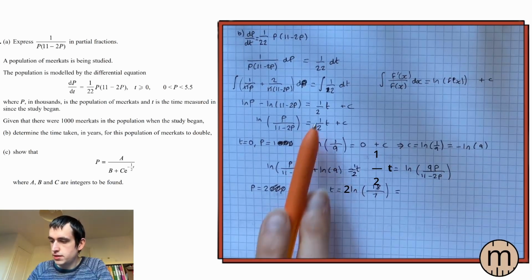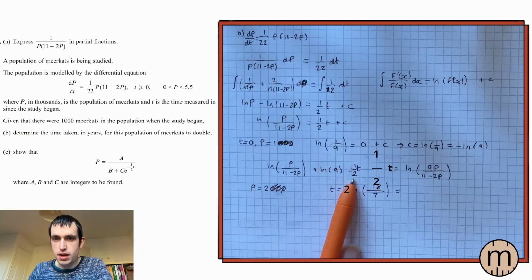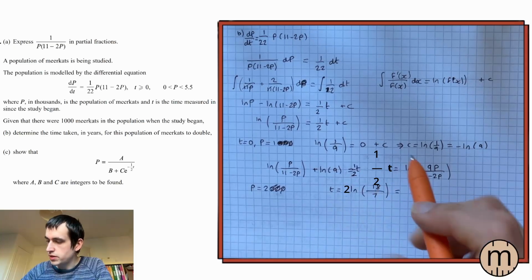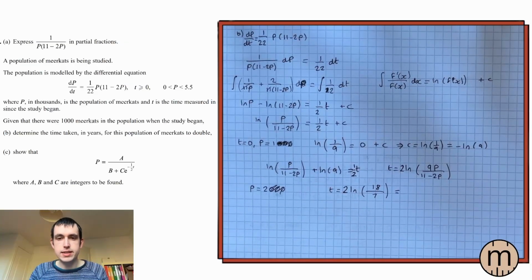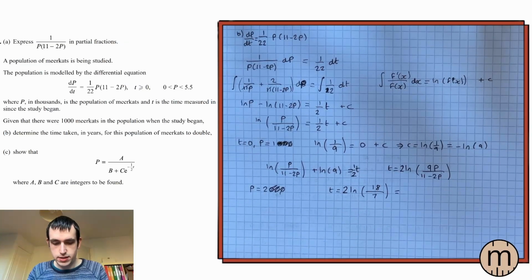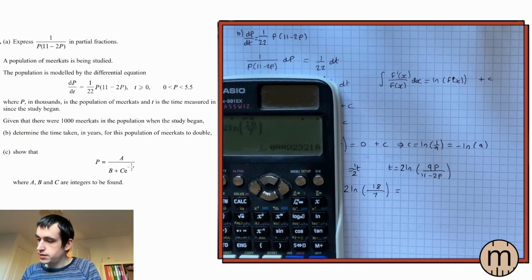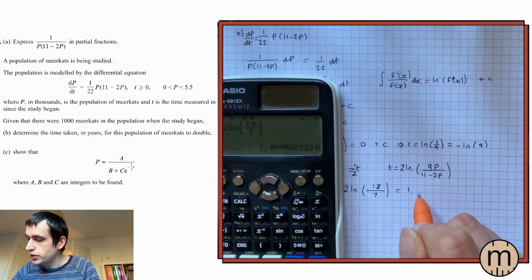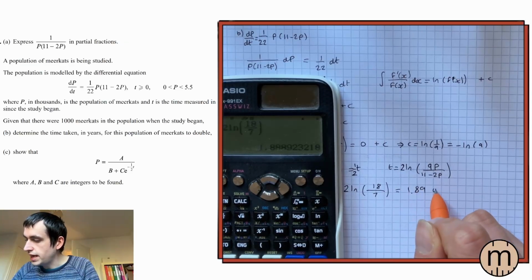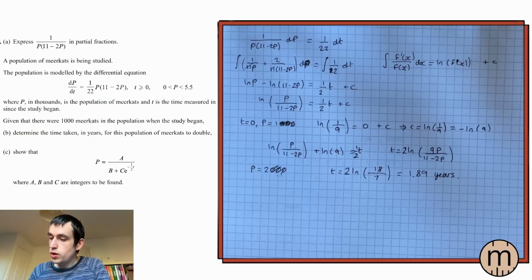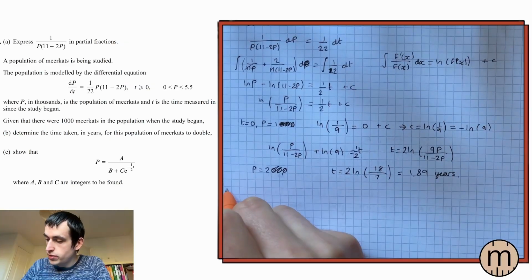Just noticed I miscopied this. This should be a half here, which means that if we times both sides by 2, we get this, which means that t is actually 2 ln 18 over 7, which means that the actual amount of time is this, or let's round it to 3 significant figures like usual, 1.89 years. That part was worth 6 marks, but there's still 3 more to go.